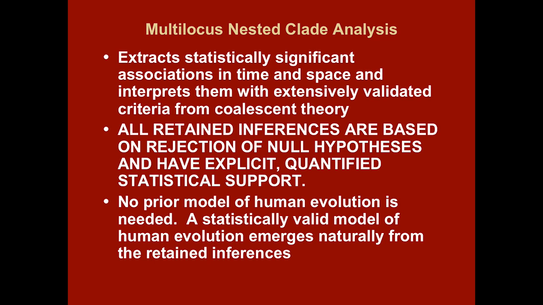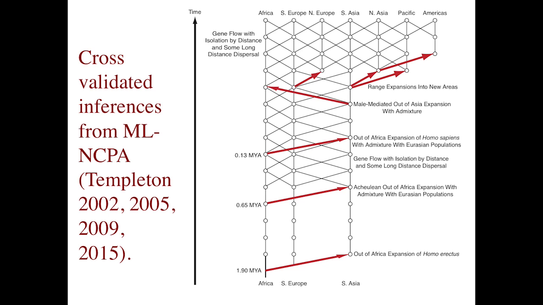For example, in the last quarter century we've had what I would regard as a needless debate between what is called out-of-Africa replacement and multi-regional. These were prior models of how humans evolved, and the debate was very ferocious and often nasty, and it was really based on nothing. It was really based on preconceptions. And so here you don't need a prior model. The model emerges automatically from the retained statistically significant inferences. And so here's the model that emerged.